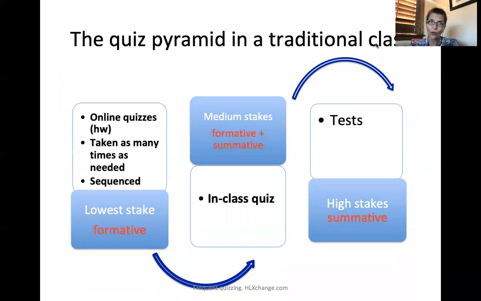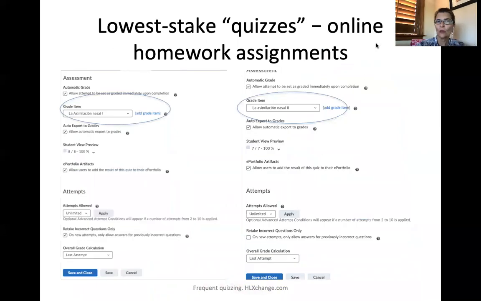In my class, where I use this quiz pyramid, that homework practice takes the form of online quizzes, which are computer graded and which students can take as many times as needed. These quizzes are carefully sequenced, as I will show you, to scaffold instruction. That is step 2 in the learning process.